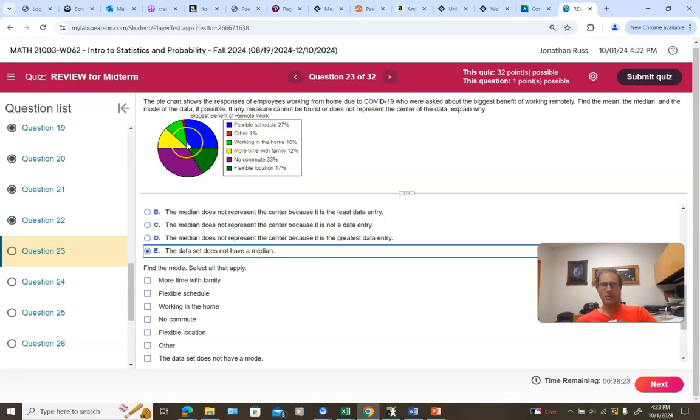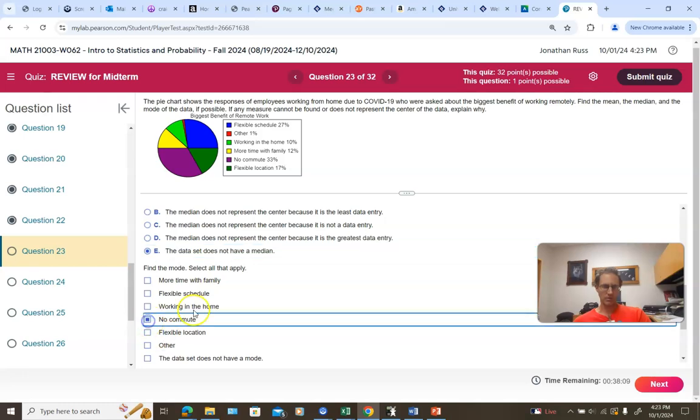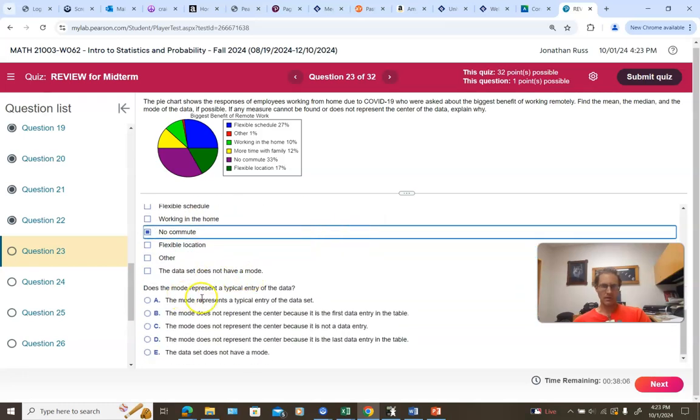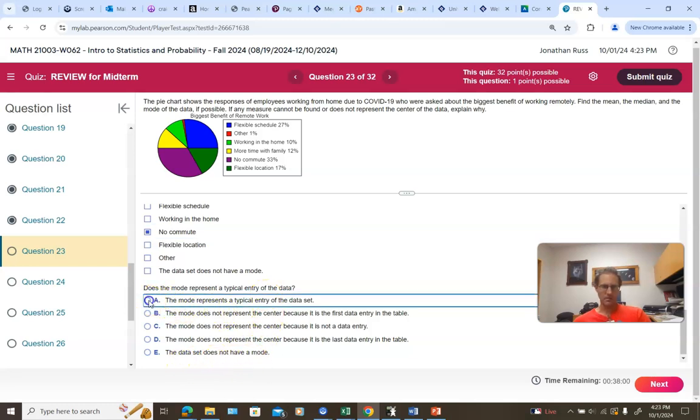It's going to be the mode, or excuse me, the benefit from working at home that was most popular here, which appears to be the fact that there's not a commute when you work at home. Okay, so I'm going to go with no commute. And then does the mode represent a typical entry of the data set? I'm going to say yes.